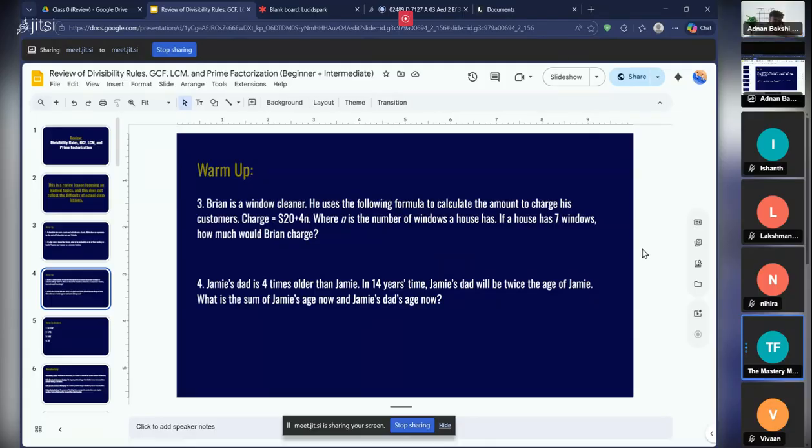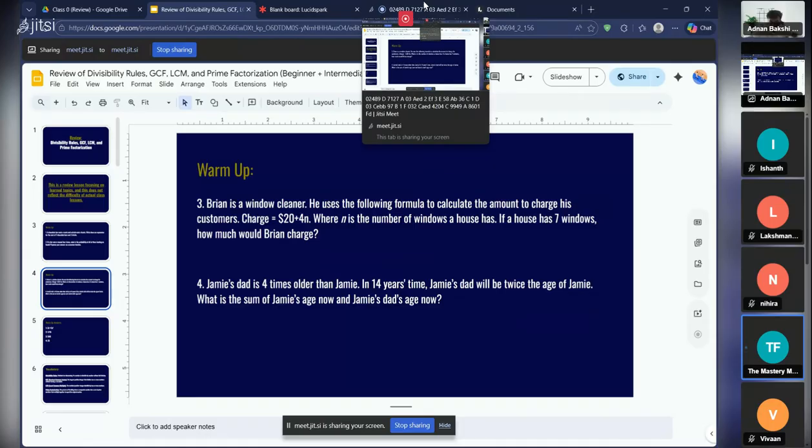Okay, everybody. Once you are finished with these two problems, please type in the chat. If you don't know how to do them, just type in the chat that you're stuck, or that you finished the problems. Thank you.